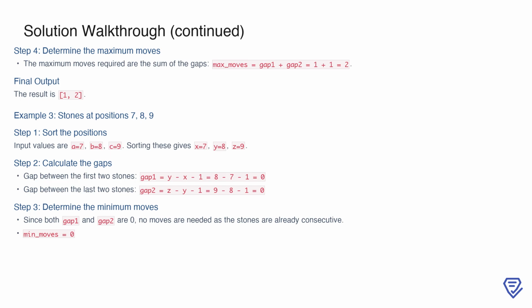Similarly, gap 2, the gap between the last two stones, is z - y - 1, which equals 9 - 8 - 1, which is equal to 0. Since both gaps are 0, no moves are needed to make the stones consecutive. Therefore, the minimum moves are 0.